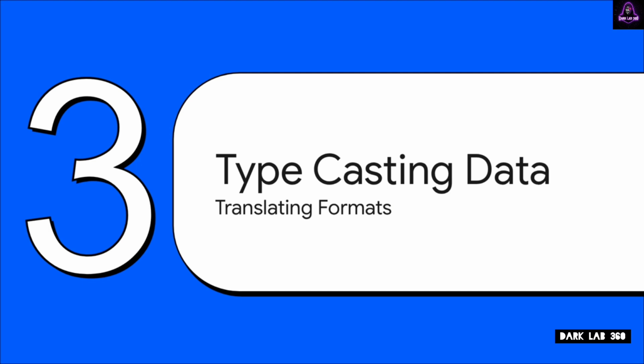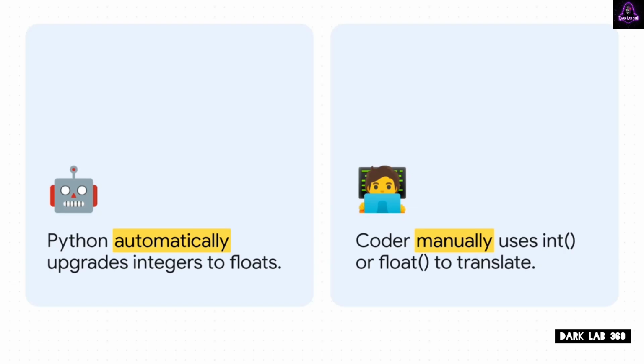Section 3, Typecasting data. We can calculate, we can evaluate, but what happens when our data is just in the wrong format? Well, Python handles data translation in 2 distinct ways. First up is implicit conversion. Python is smart. It tries to upgrade simple numbers automatically.